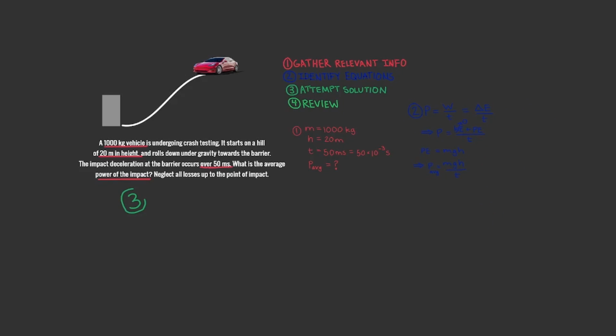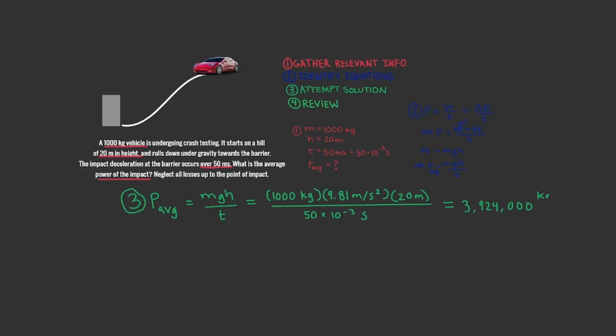Let's move on to step 3, attempting our solution. Because we already have our equation and we have mass, gravity, height, and our time, this just turns into a plug and chug problem. Plugging in all of our numbers, we find that P average is equal to 1,000 kilograms times 9.81 meters per second squared times 20 meters divided by 50 times 10 to the negative third seconds. This equals 3,924,000 kilogram meter squared per second cubed.